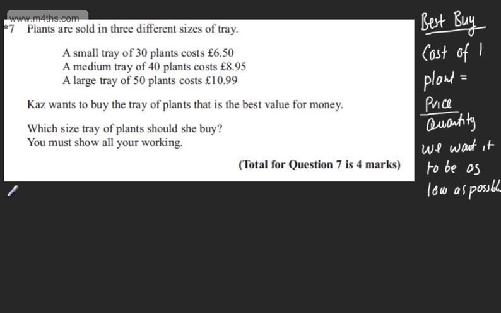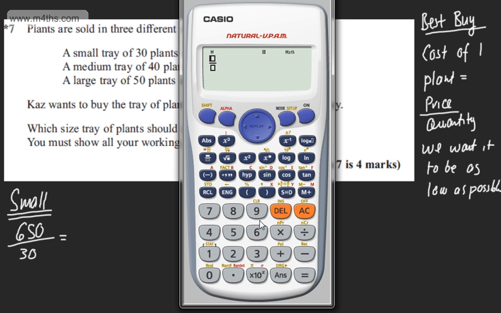Okay, so let's start off with the small one. We're going to have 30 plants, and the cost is £6.50. We can put this as 6.5 or 6.50, or we can just put it in pence. So if I put it in pence, it's going to be 650p divided by 30. This will tell me the cost of each plant. So if we do that, we've got 650, and again you can cancel the zeros if you want. That tells me now that each plant is going to be 21.6 and so on and so forth.